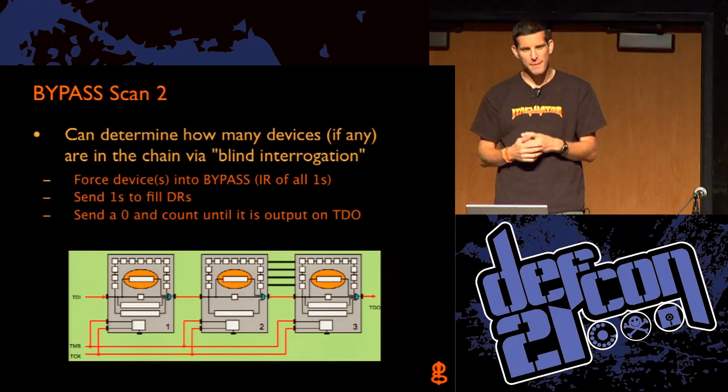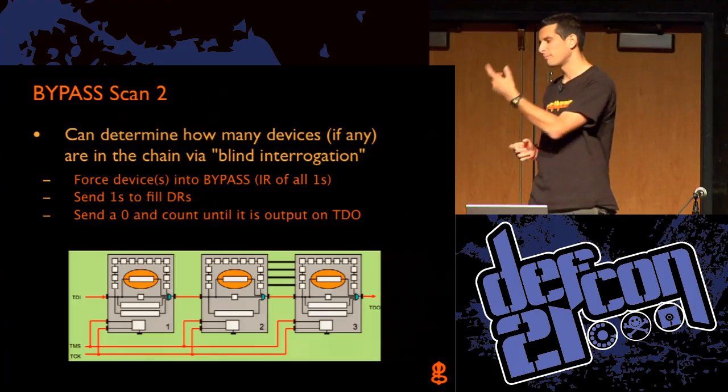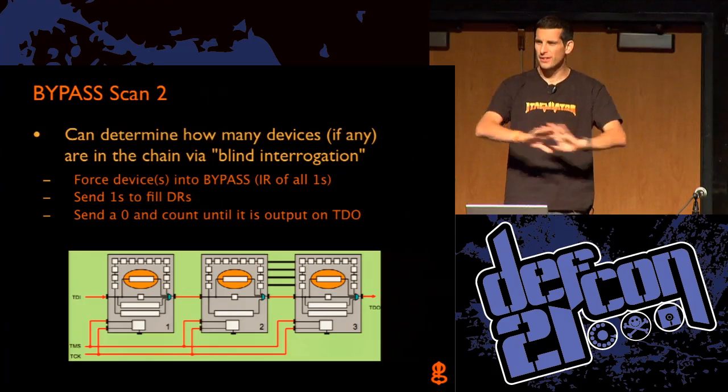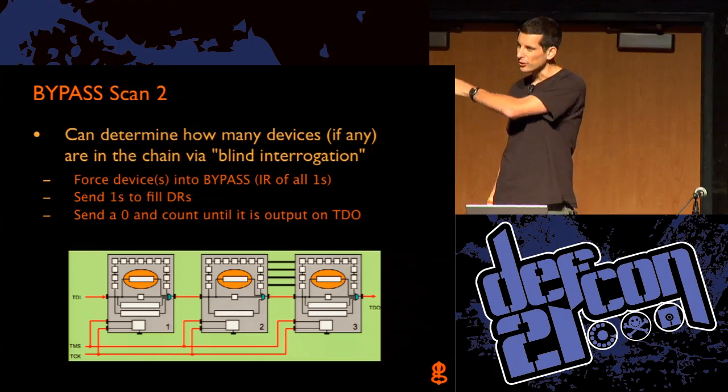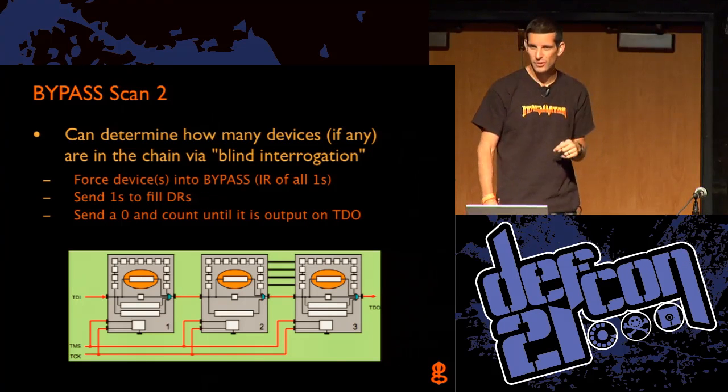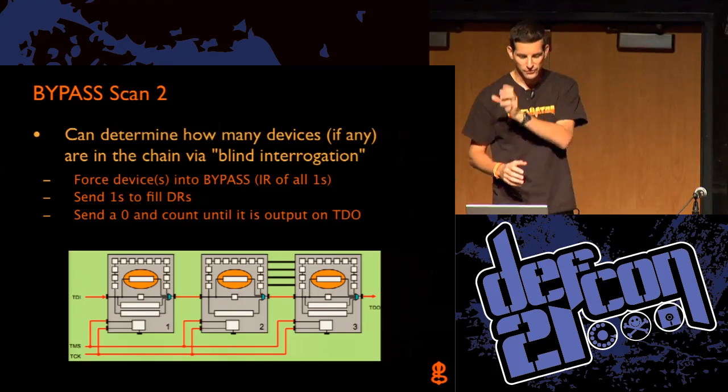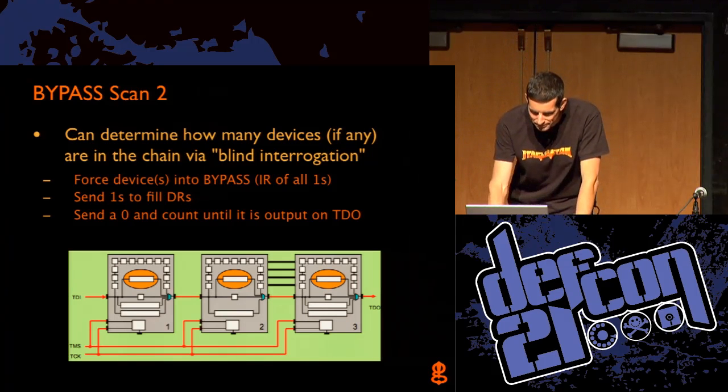Then we assume we're in bypass mode. Then we load a bunch of ones into the data register, flush everything full of ones, and then we send a single 0 and cascade it through until we see it on the output. Once we do, then we know, oh, okay, great. And we can figure out the number of devices as well.